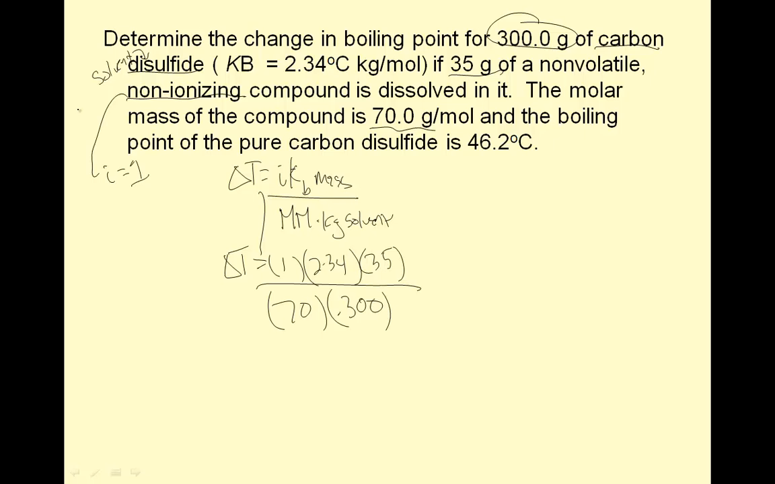Let's see what my calculator told me. 2.34 times 35 divided by 70 divided by 0.3 gives delta T of 3.9. So 3.9 degrees, and since we're talking about boiling, it's higher.